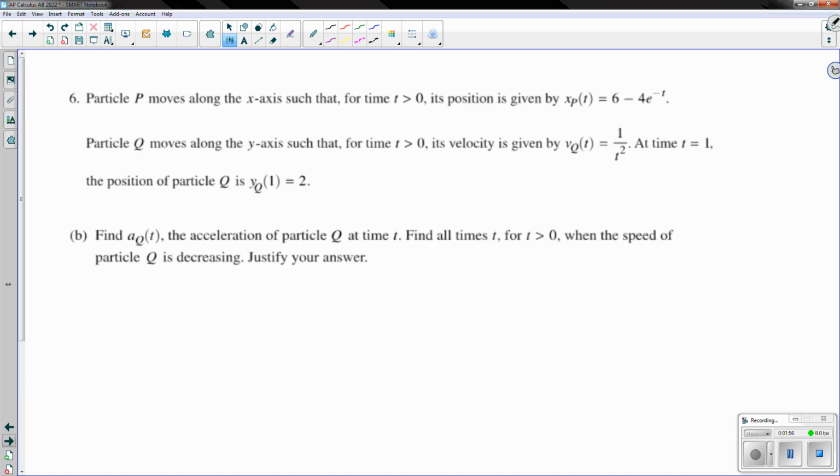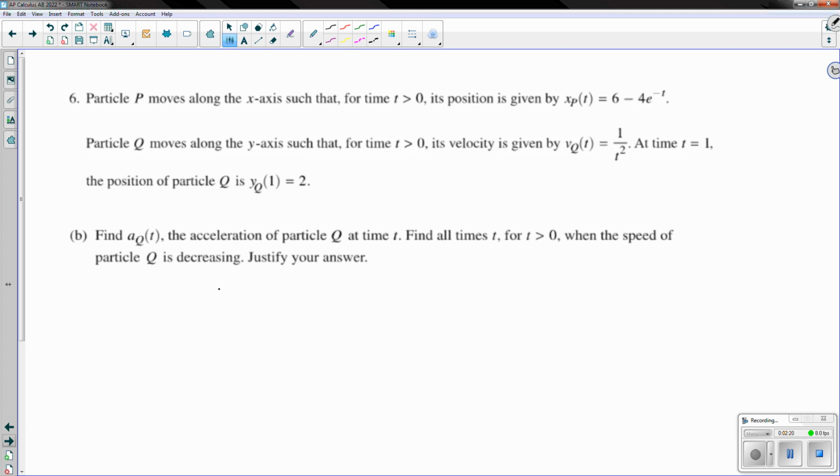Now let's look at part B. Find the acceleration of particle Q at time t, and then find all times t for t greater than 0 when the speed of particle Q is decreasing, and justify your answer. So we've got about 3 parts here. First, we're going to find the acceleration function. Then we're going to determine the times when the speed is decreasing, and then we need a justification.